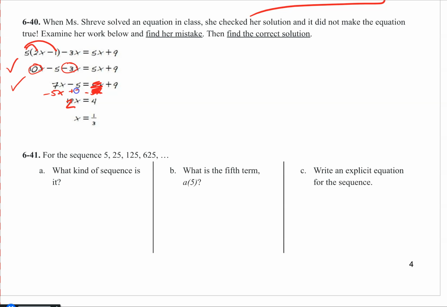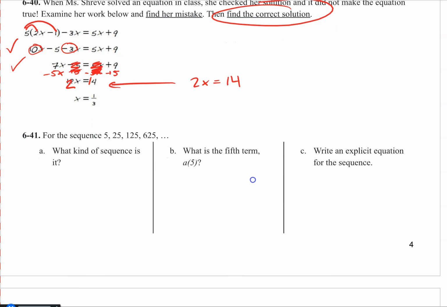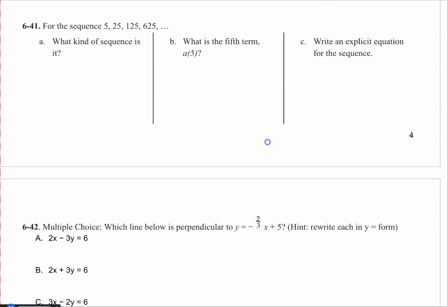And it looks like I would add 5 to each side. So that would be 14. So there's a mistake. This one should be 2x equals 14. I'll let you figure out the correct solution. One more step. Solve for x.